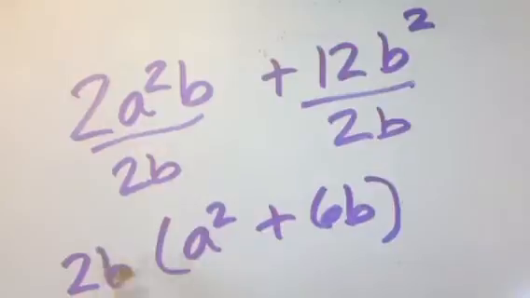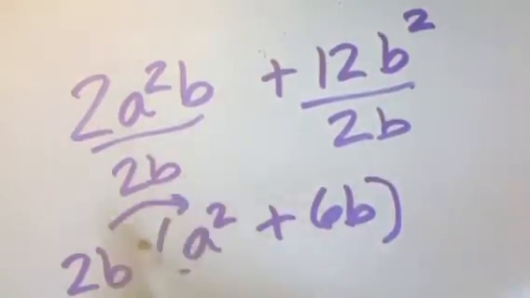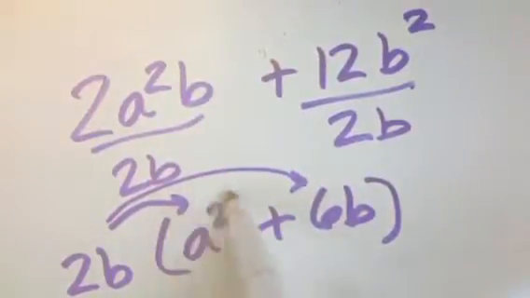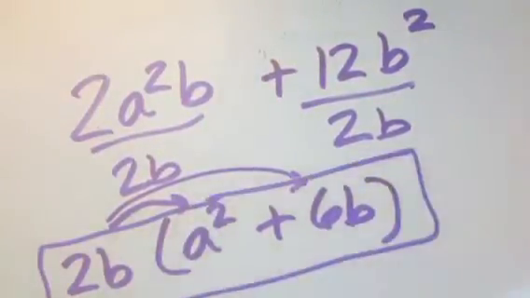Check your answer. 2a squared b is what I get when I multiply here. 12b squared is what I get when I multiply there. So this is my factored form. So that's just a little bit of a discussion about a greatest common factor. But the majority of the problems you're going to be factoring in this unit are quadratic polynomials. Quadratic polynomials are polynomials that have an x squared.